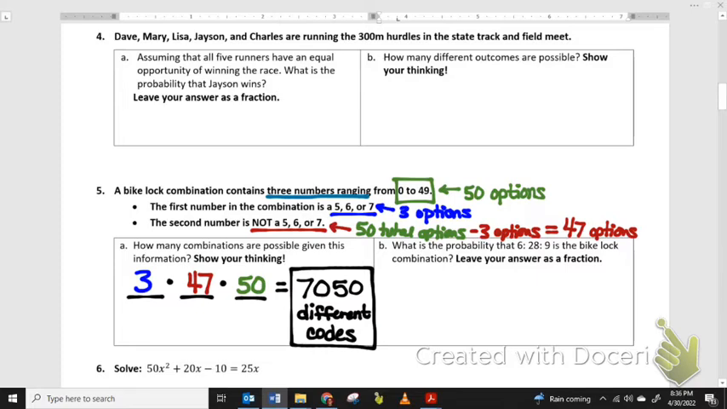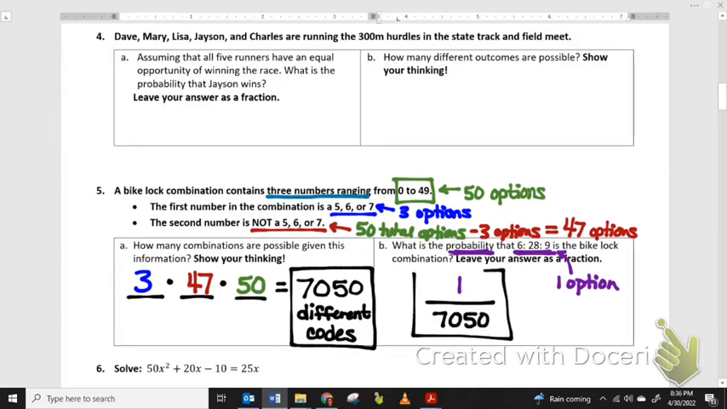What is the probability? Probability means I'm going to write what? A fraction. What is the probability that this right here is the correct code? It's a one-shot code. This is one option right here. So one option out of how many total? 7,050. Do you have a very good chance of guessing it on the first try?